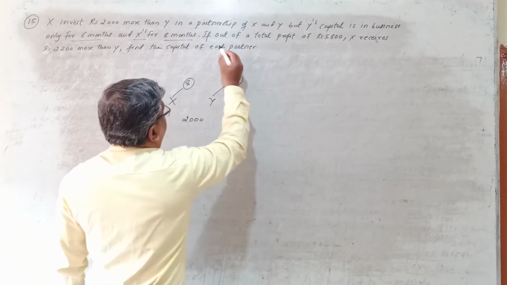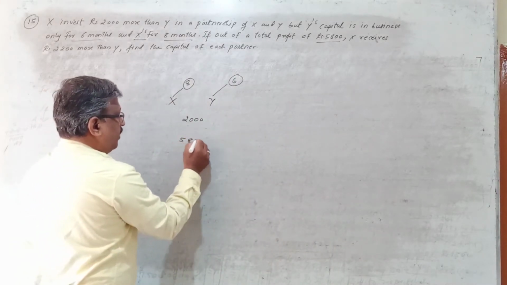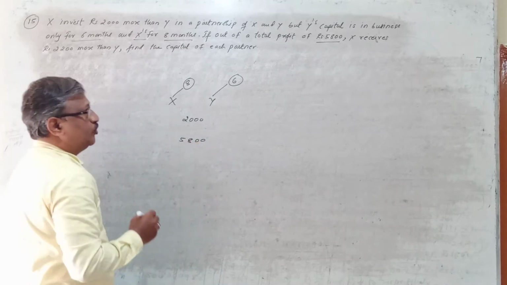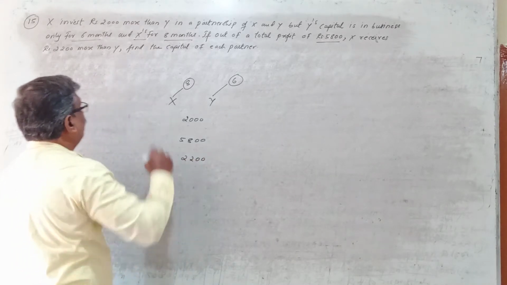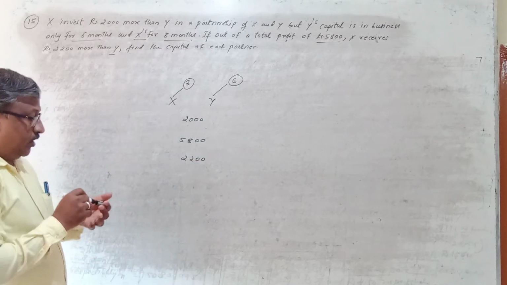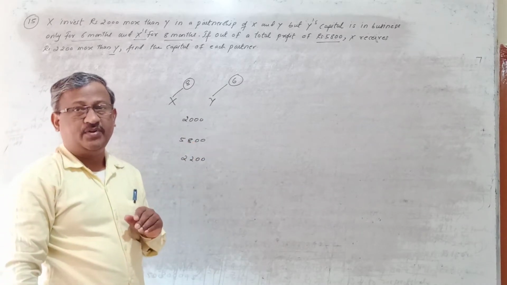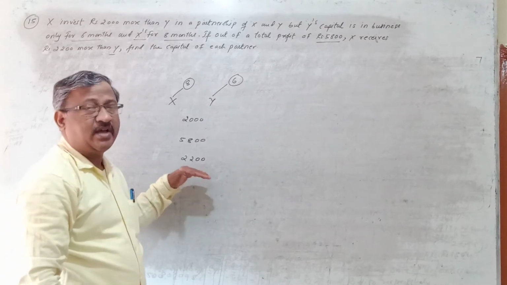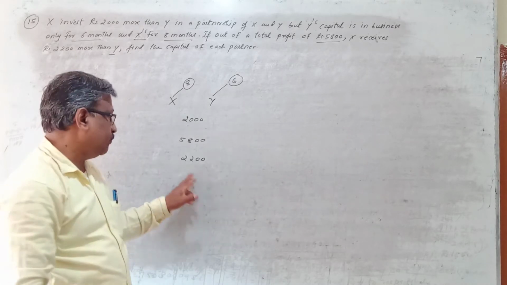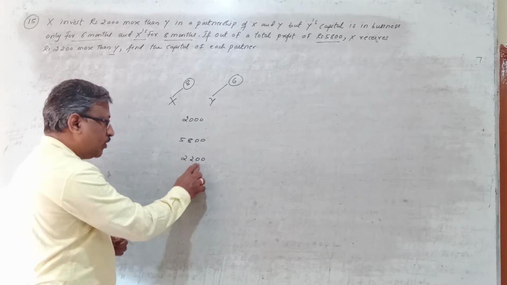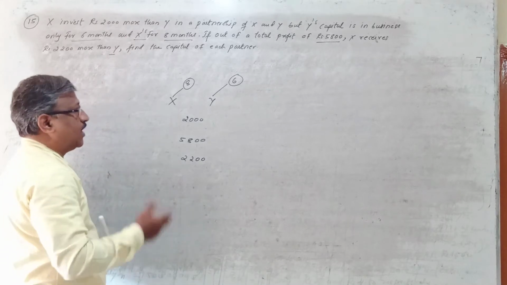And at the end, they have said that out of a total profit of rupees 5800, X has received rupees 2200 more than Y. Means after distributing the profit of 5800 rupees, if we compare the share of X with Y, we find that X has got 2200 rupees more than Y. Means X's share is more than Y's share by rupees 2200. So 2200 is the difference between the shares of X and Y. So they are asking what are the capitals of X and Y.